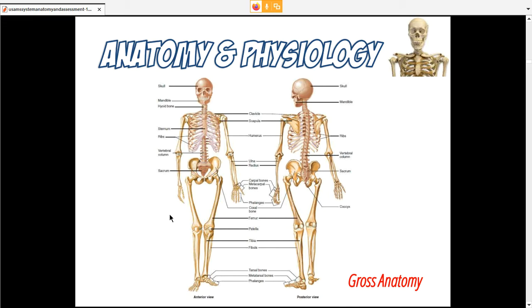Then here also we can identify long bones, short bones, irregular bones. Let us see that in the skull bones, the upper part we can identify the flat bones, and in the face we can identify irregular bones. Then ribs also come under flat bones, and the vertebra, hip bone, and other bones of the skull come under irregular bones.